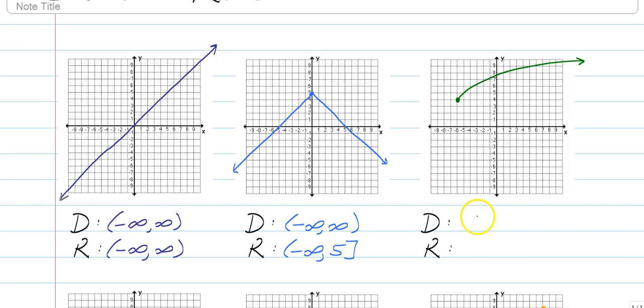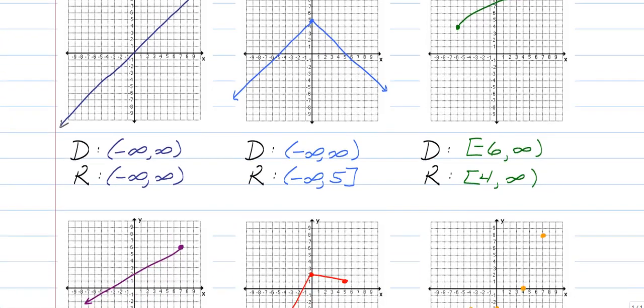Domain, the leftmost point for this one is -6. You can see it never gets less than -6, but it goes to the right forever and ever, so that's going to give us infinity. Our range, the lowest y value we have is 4. And then it's going to go up forever and ever, going into infinity. So if you have that, you are correct.